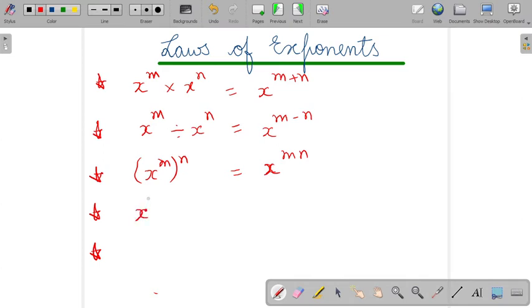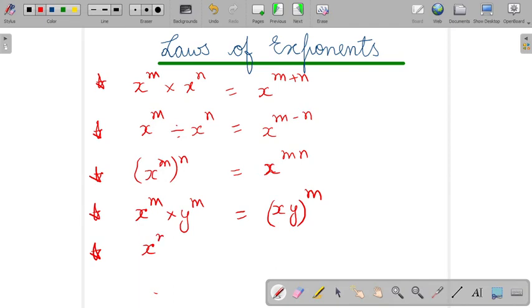Next law, x power m multiply y power m. Is there any difference between this law and the first law? Yes. In this law, the bases are different but the powers are the same. But in the first law, the bases are the same and the powers are different. So to write this law, we will write x, y together, x into y, and the power we will write only once.